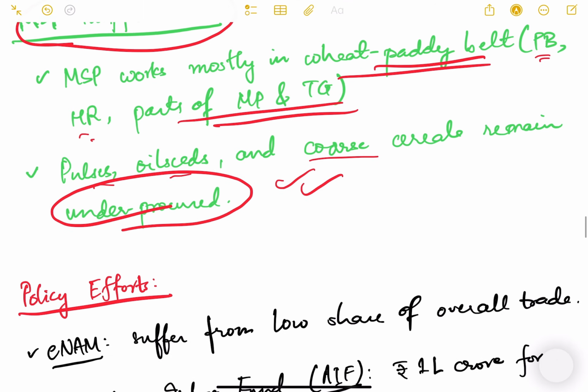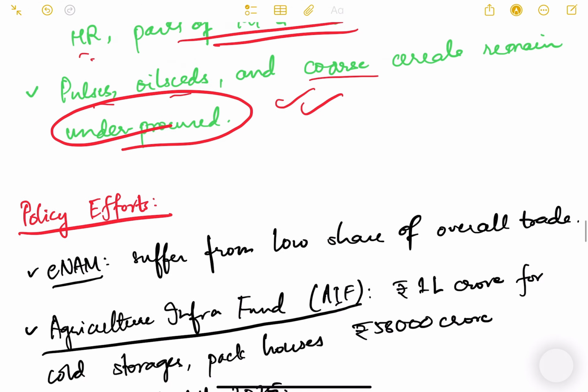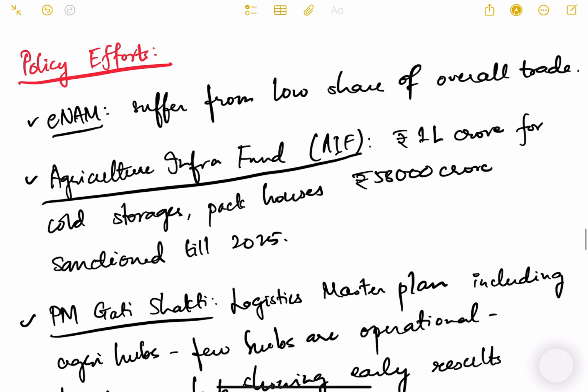The government procures only some of the crops, like wheat, paddy, cotton in some states, sugarcane maybe. So only that is happening. Otherwise, other crops like pulses, oilseeds and coarse cereals, meaning ragi, jowar, bajra, millet, whatever we say, actually remain under procured by the government.